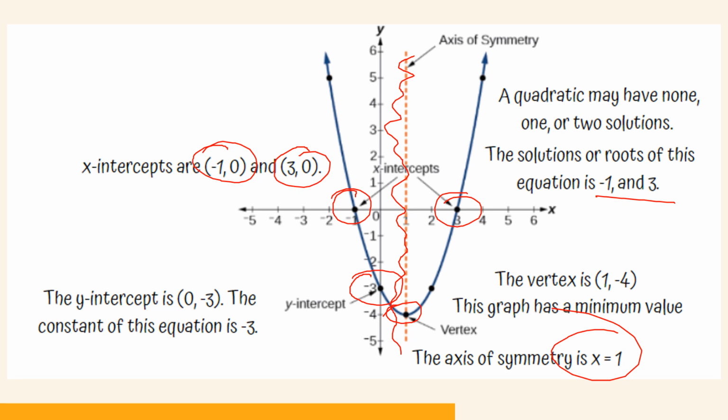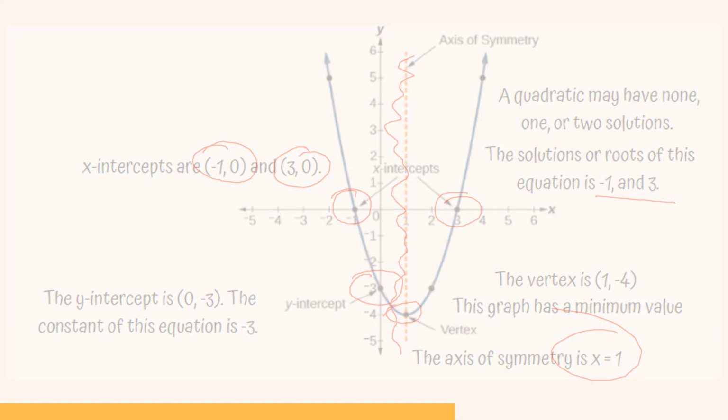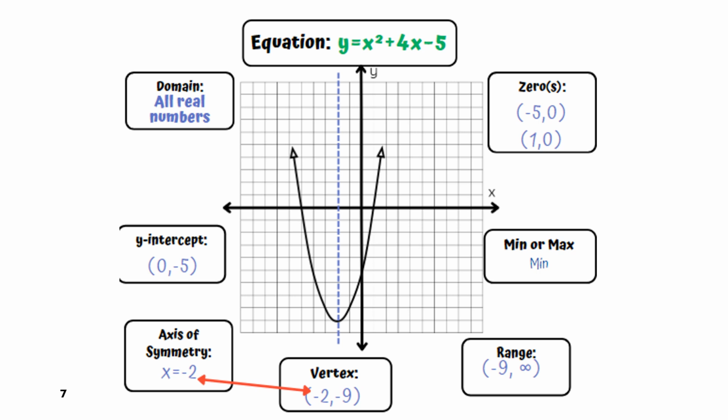So that's our parabola. And let's just look at this equation here. Our domain is all real numbers. We can put any number into this. Our y-intercept, well, if you count, is (0, -5). If you come over 1, 2, and go down here, we get x is equal to -2. So that's our axis of symmetry.